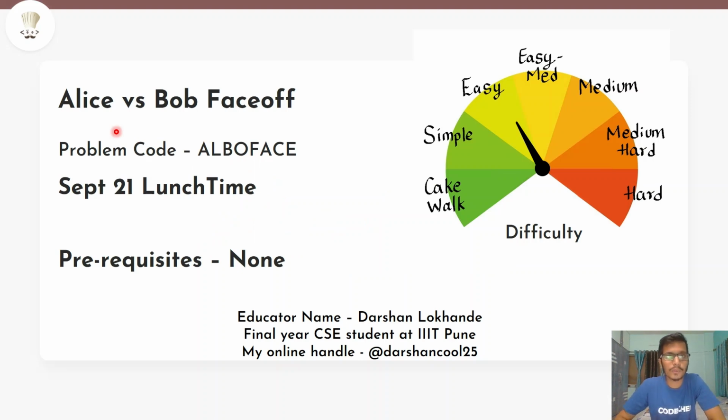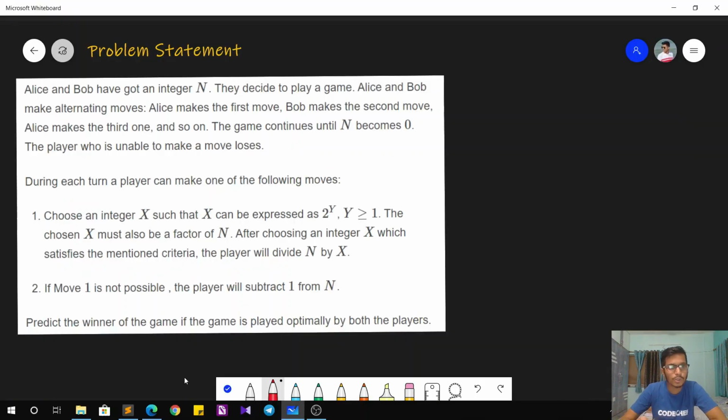The problem that we are going to solve today is Alice versus Bob Face-Off. The problem appeared in September 21 lunchtime and is of easy difficulty level. There are no prerequisites to solve this problem. The problem statement goes as follows.